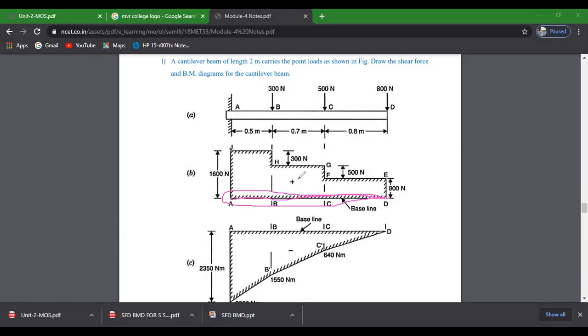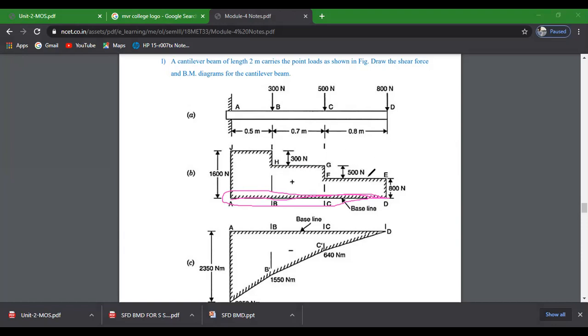At point C, an additional 500 newtons will act on the body. So adding the 500 newtons, for the increase we raise the vertical line. For the constant portion, we represent it with a horizontal line. Whenever loads come into account, the shear force will rise in the vertical direction.